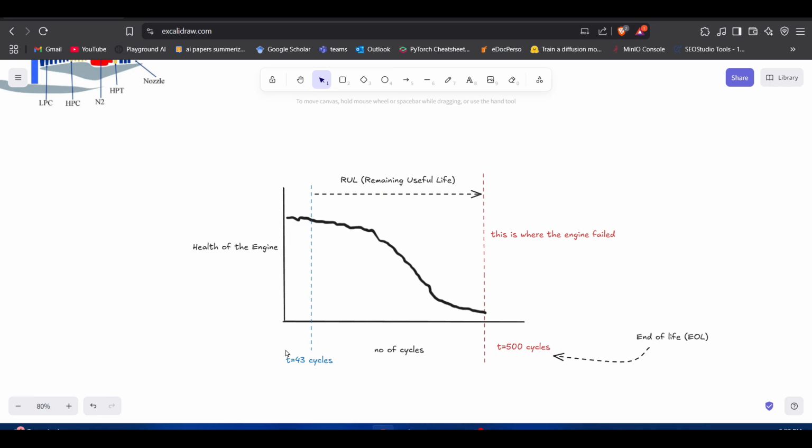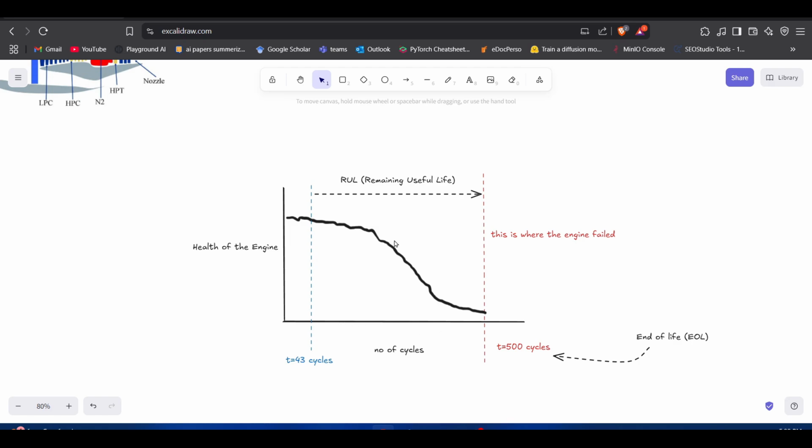So my goal is, for any particular cycle, let's say I'm at the 43rd cycle, I want to predict for how many more cycles my engine could run. And I call it remaining useful life. All these terminologies are well explained in the video I referred to at the first. Here, my remaining useful life will be nothing but 500 minus 43. So for example, if I want to see my remaining useful life at the 100th cycle, then it will be 400, because after 400 more cycles, my engine failed.